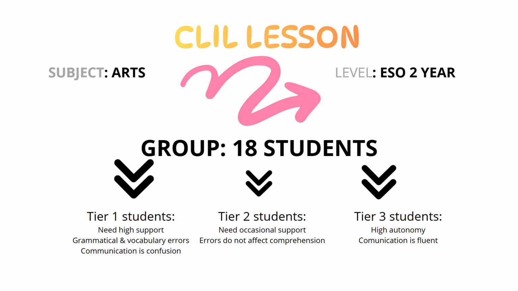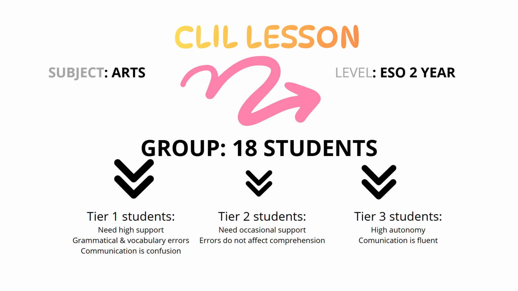Within this group, we can distinguish 3 tiers according to their language proficiency. Tier 1 students need high support. They write short, basic sentences, often incomplete or unclear. They make grammatical mistakes and vocabulary errors that make understanding difficult.